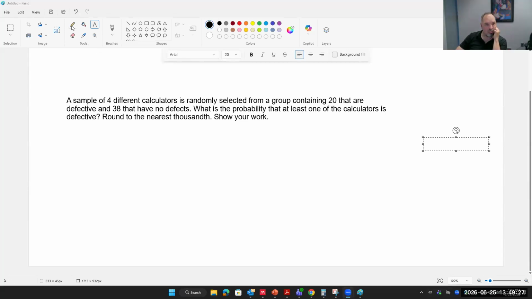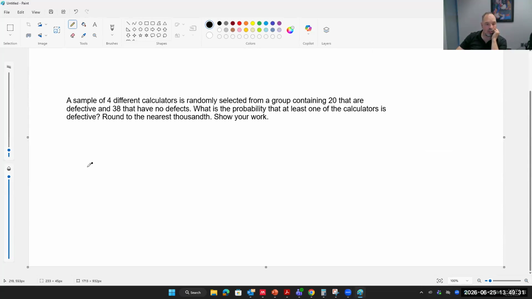Okay, so the way we're gonna do this is to find out the probability that we choose no defective calculators among the four.